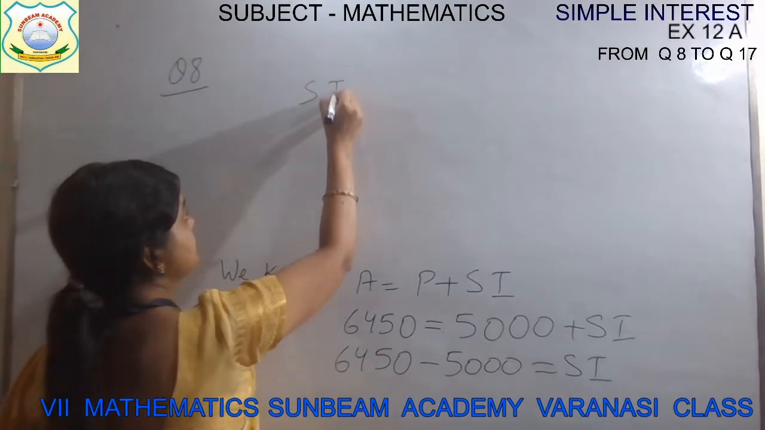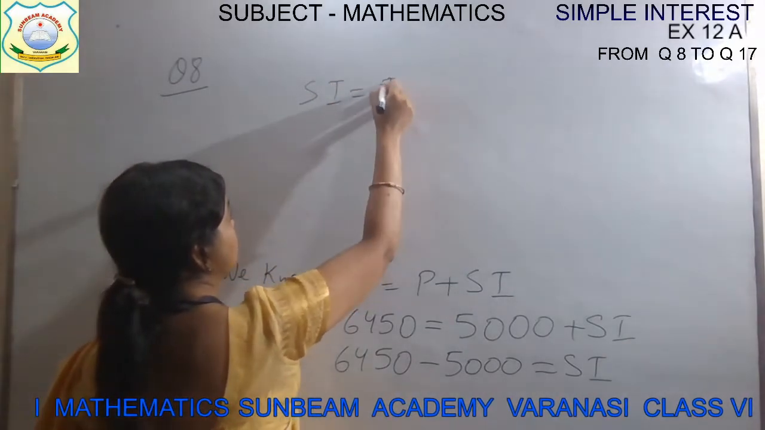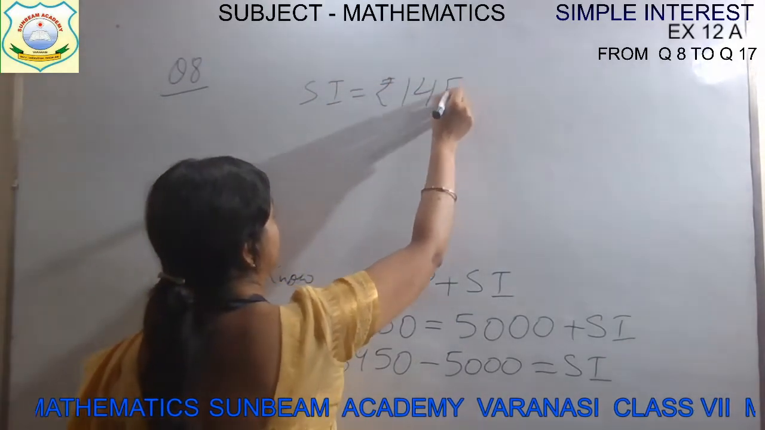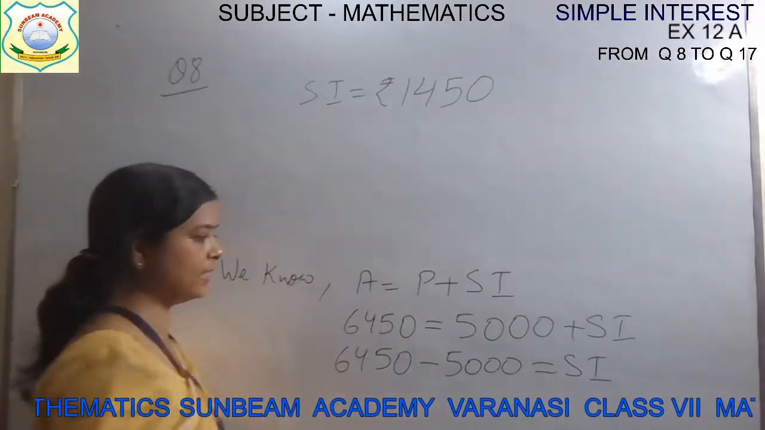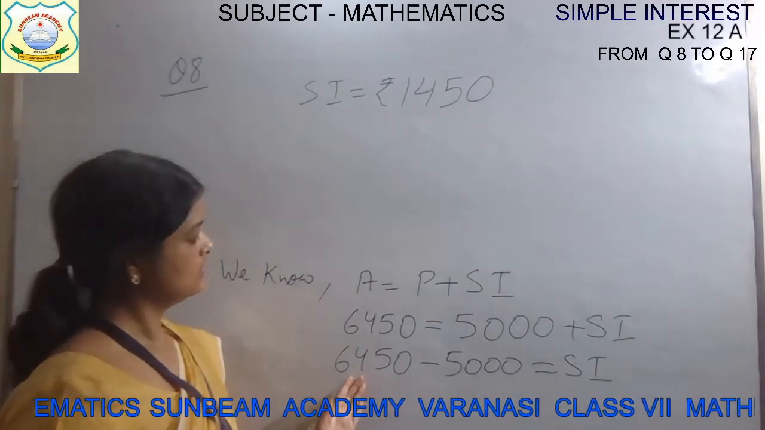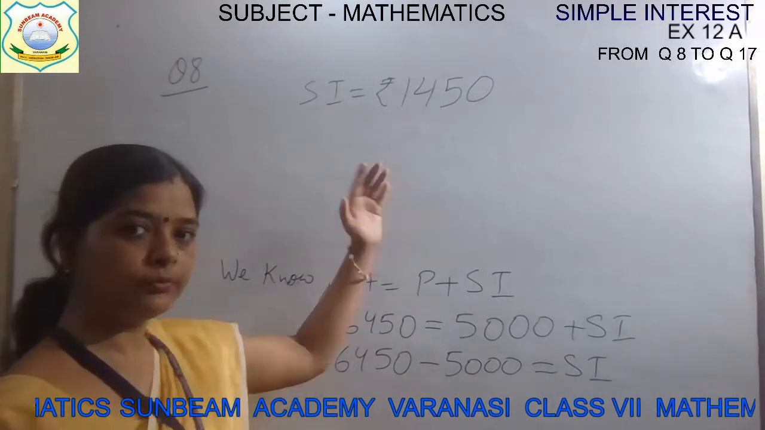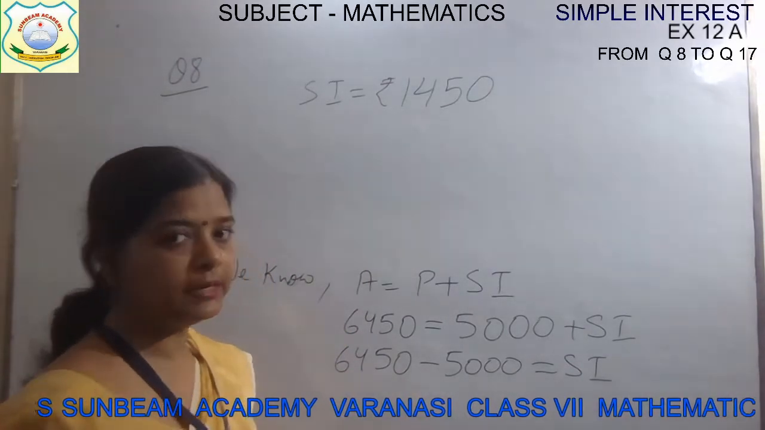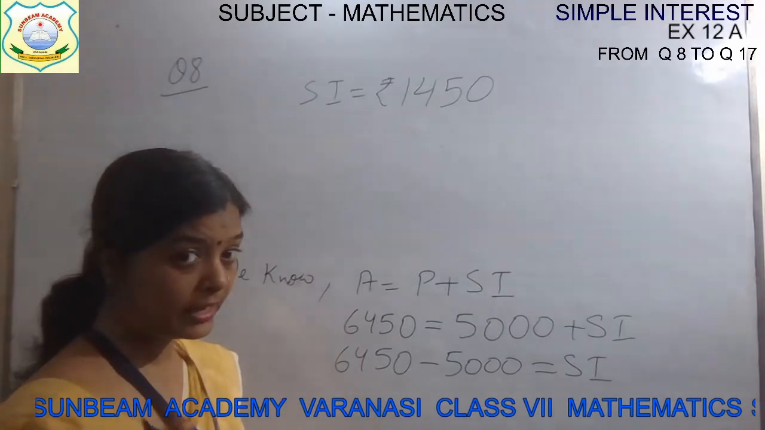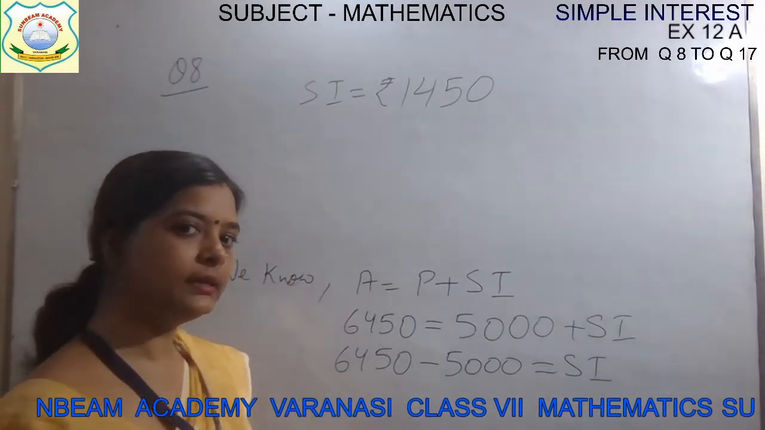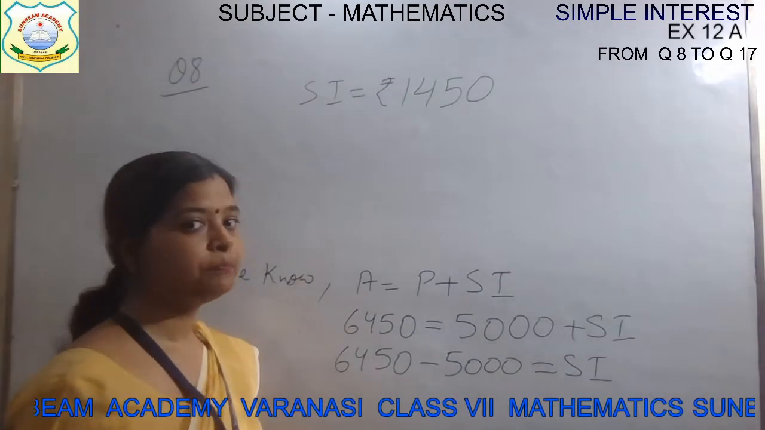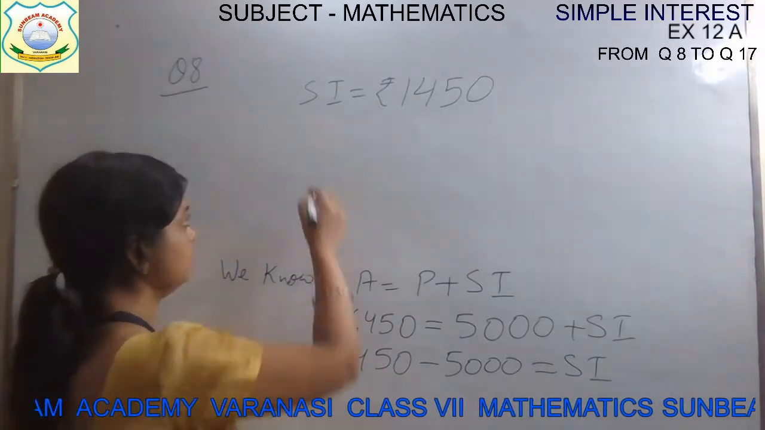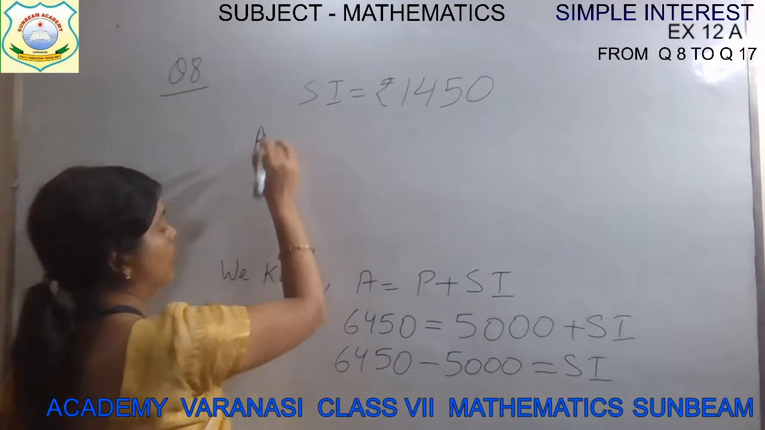Now SI, simple interest, is rupees 1,450. When you subtract 5,000 from 6,450, you get this much. And now we will apply the simple interest formula, so that we can calculate the time.